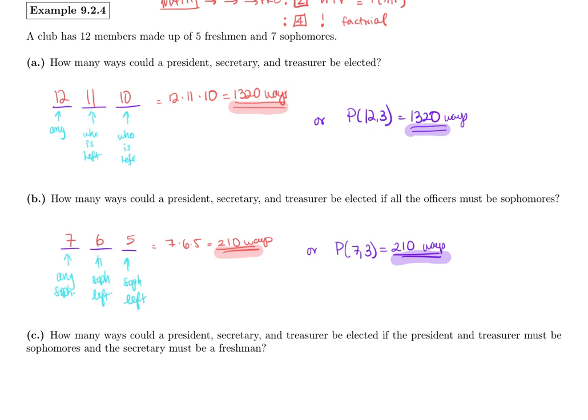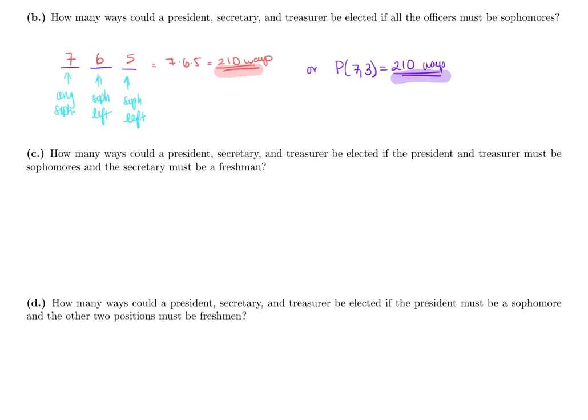For the next one, for part C, it says, how many ways could a president, secretary, and treasurer be elected if the president and treasurer must be sophomores and the secretary must be a freshman? Well, let's start with first things first. We have sophomores being president and treasurer, so we'll start there. That would be a permutation: out of the 7 sophomores, 2 of our officials have to be sophomores.